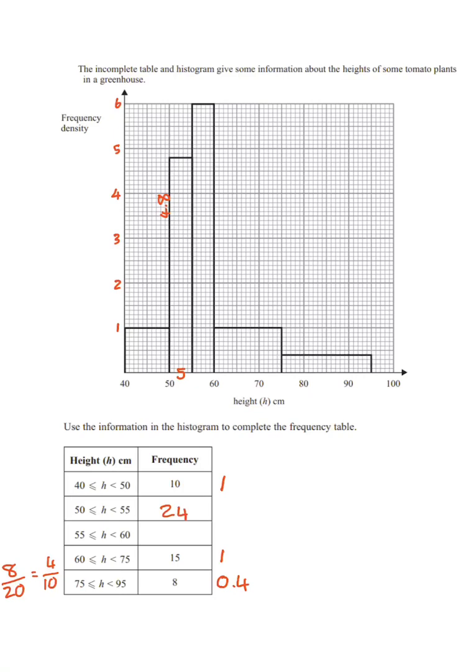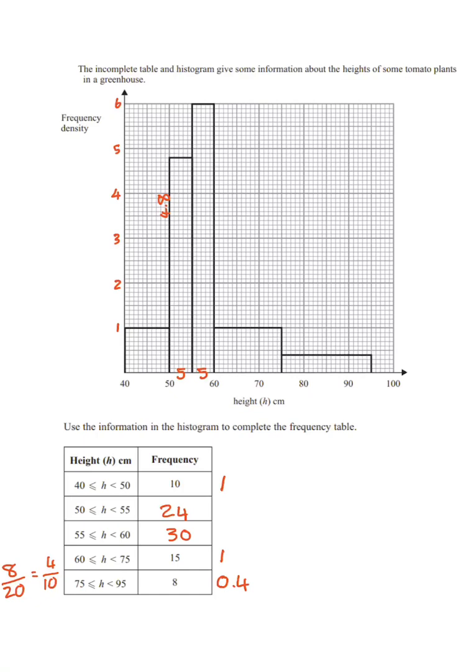The next one is the 55 to 60. Again, it is 5 units wide, but this time it goes up to 6. So 5 times 6, which is 30. We can check the last two. 60 to 65 has a frequency density of 1, so we should get 15 times 1, which is 15, which is correct. And in the same way, we've got 20 units across and 0.4, and 20 times 0.4 is indeed 8.